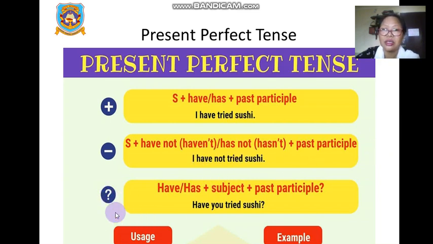In a question or interrogative sentence, it will become: have or has you or she tried sushi? So have or has will come first, and the subject will come in the second place. So this is how you will place the subject, helping verb and verb in the present perfect tense in positive, negative, and interrogative sentences.